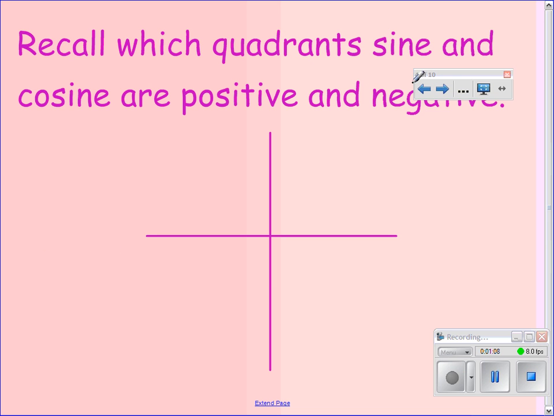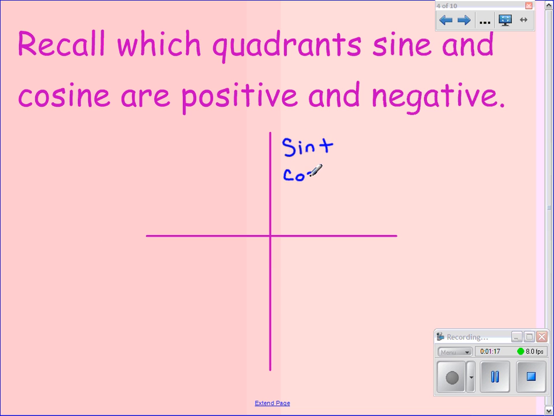Now we're going to recall which quadrants sine and cosine are positive and negative. In quadrant 1, sine is positive and cosine is also positive. In quadrant 2, sine is positive and cosine is negative. In quadrant 3, sine is negative and cosine is also negative. And in quadrant 4, sine is negative and cosine is positive.